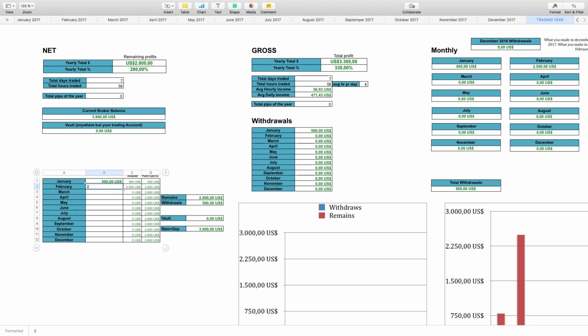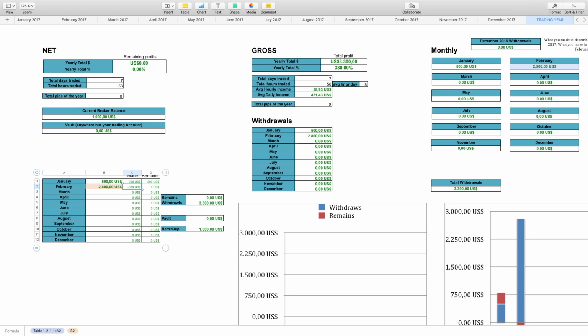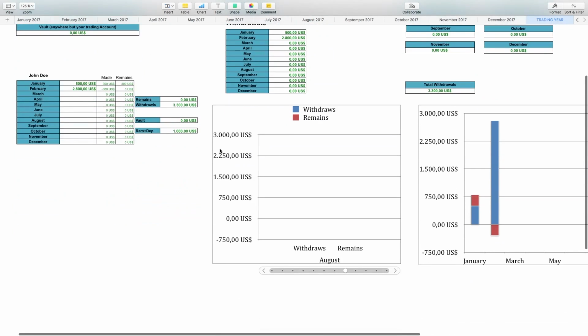So if we do that, say we take out 2,800, now you'll notice that there's a minus of 300, but not a minus in the total profits, because we had that, right? So now it says a minus, but we have remainings of 0. If we take out, let's say 2,900, then you'll also see a minus in this one, and we will have a negative increase. So always remember to never withdraw more than you make, otherwise you're gonna get in trouble.